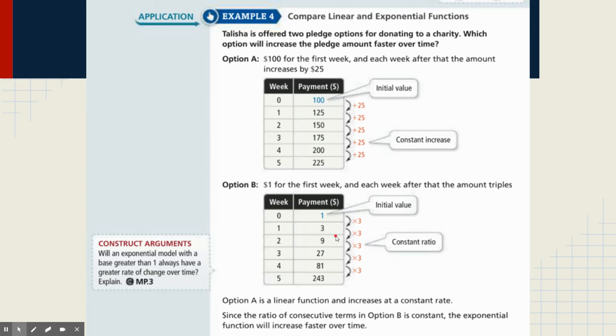Option B, you see here 1 to 3 to 9 to 27. That's not a common difference. This increased by 2, that increased by 6. So then you think about dividing: 3 divided by 1 would be 3. 9 divided by 3 would be 3. 27 divided by 9 would be 3. 81 divided by 27 would be 3. And you can see that it's multiplying by 3 each and every time. So that would be the constant ratio. So option A, linear. Option B, exponential.